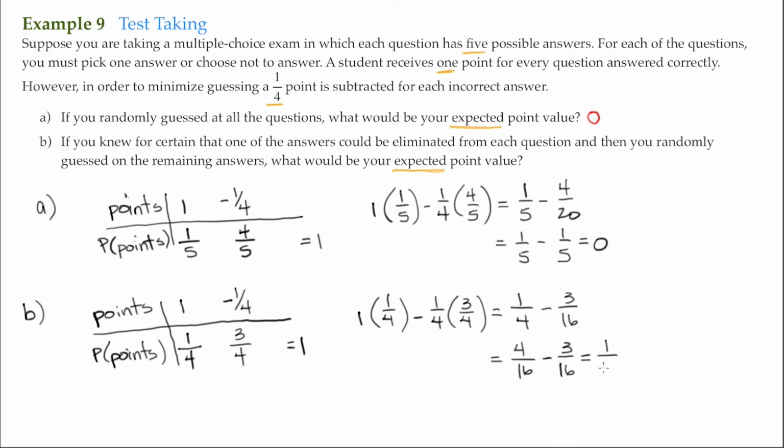So you can expect that if you're able to eliminate one of the answers and then guess, you'll do a lot better than not being able to eliminate, but you'll get 1/16 of a point in the long run if you're able to eliminate an answer and then guess. So it's always best to know a little something rather than just guess.